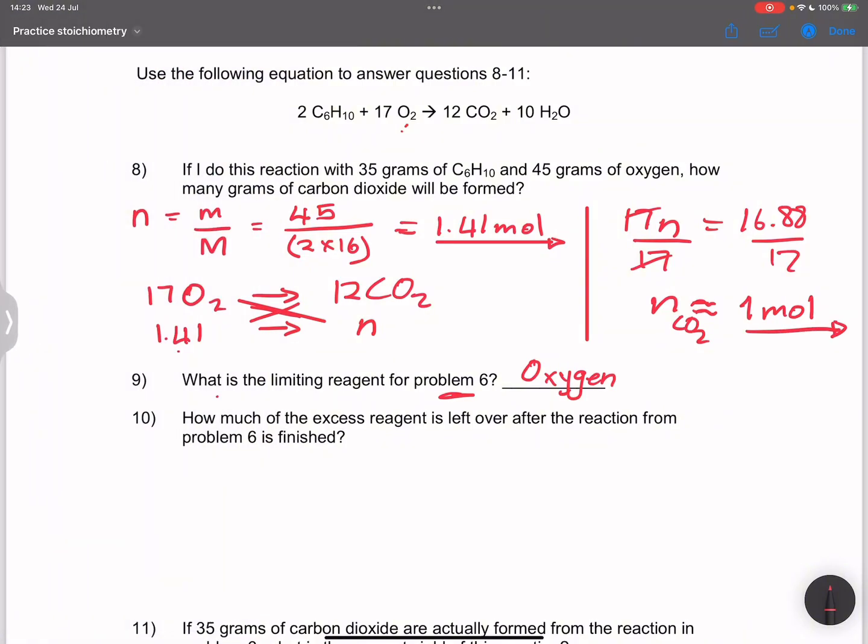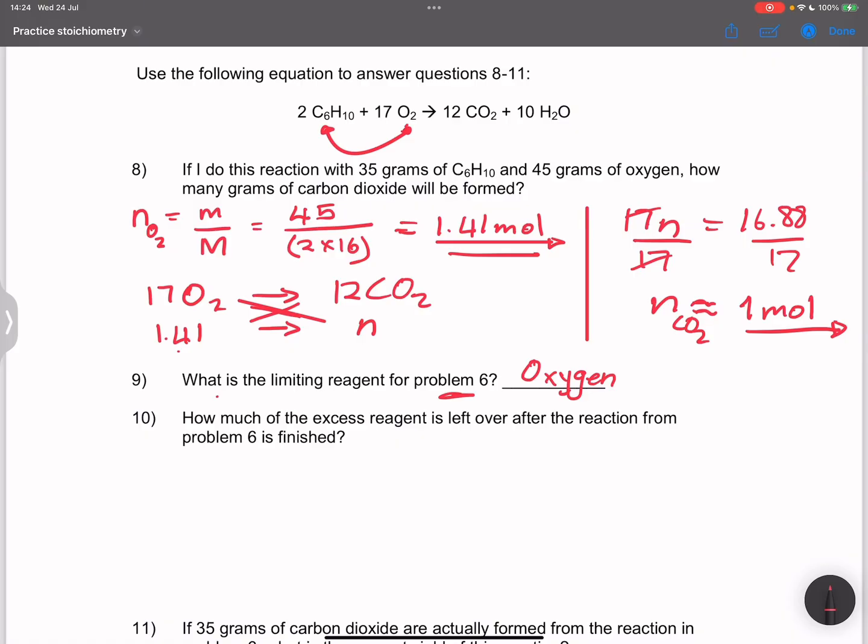Now that we found the number of moles of carbon dioxide, that means that hexane is the one that is in excess. Please listen very carefully. Remember, the limiting reagent, and which one is the limiting reagent? It is the oxygen. So the oxygen will determine how much of the hexane we are going to use, because we're not going to use up all of the hexane that we have.